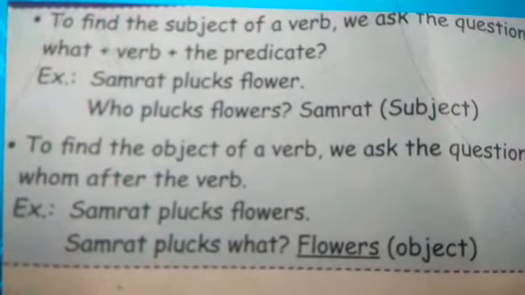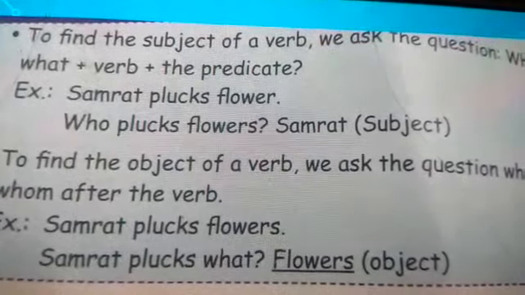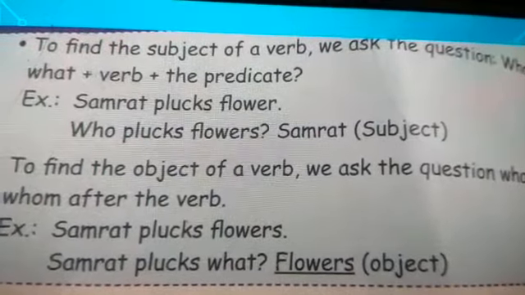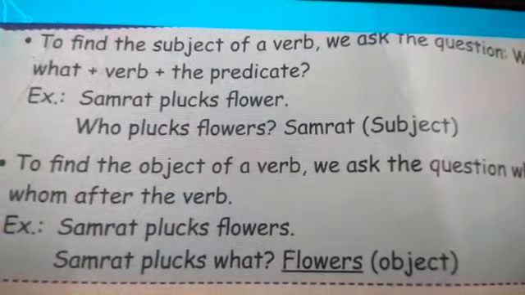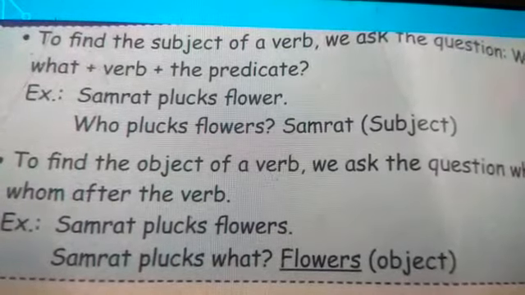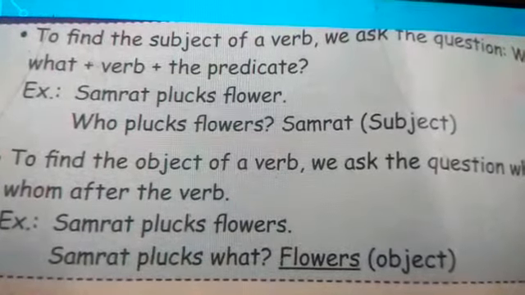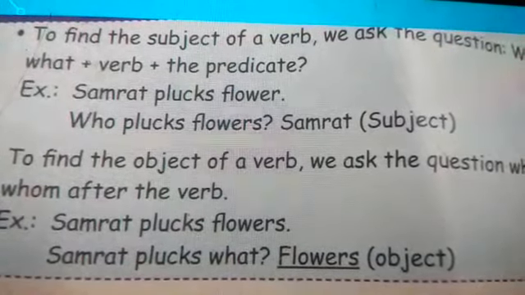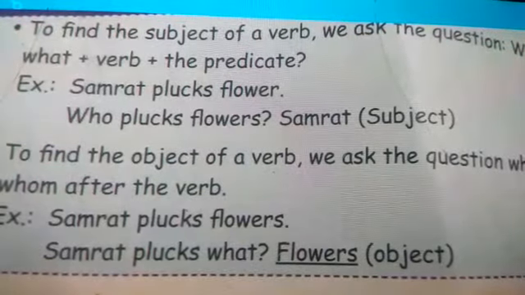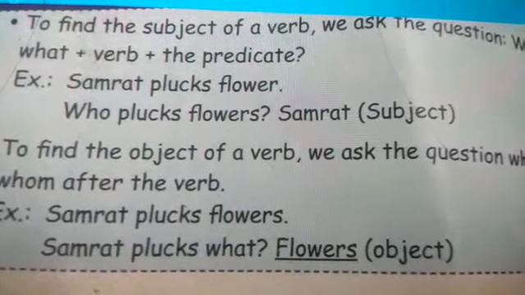And to find the object of a verb, we ask the question what or whom after the verb. Like Samrat plucks flowers. Samrat plucks what? So you will get the answer flowers. So flowers will be the object. So in this way you can replace what or who at the place of subject or object and can find out the subject or object.